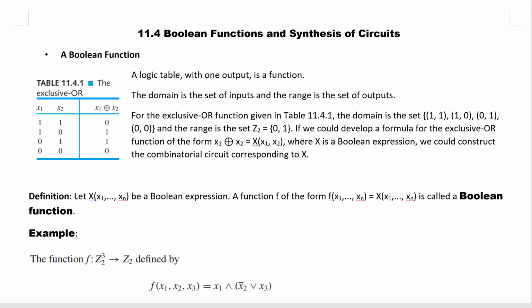If we can develop a formula for the exclusive OR function, of the form exclusive OR equals a function, a Boolean expression of x1 and x2, then we can construct the combinatorial circuits corresponding to the Boolean expression. So, definition: let X be a Boolean expression. A function f of the form f of x1 through xn equals the Boolean expression applied on x1 through xn is called a Boolean function.